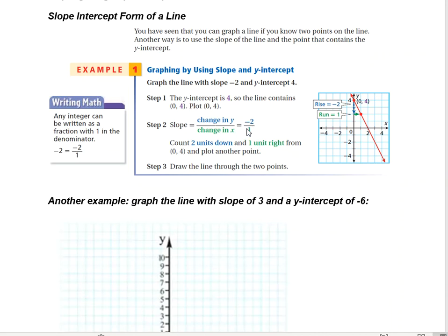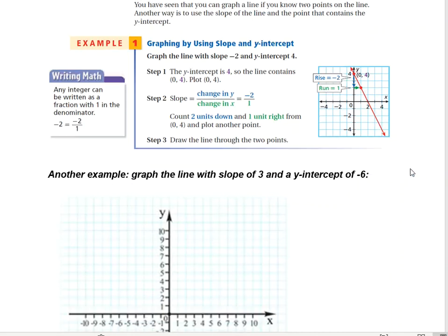Then we apply that to the point we just graphed. So we start with the point we just graphed at 0, 4, and the slope is to go down 2, and then to the right 1. And then you put a new point. And then your third step is to draw a line through the points and going beyond them on both sides.